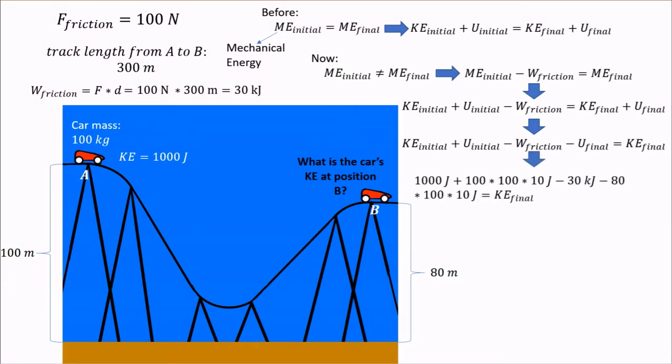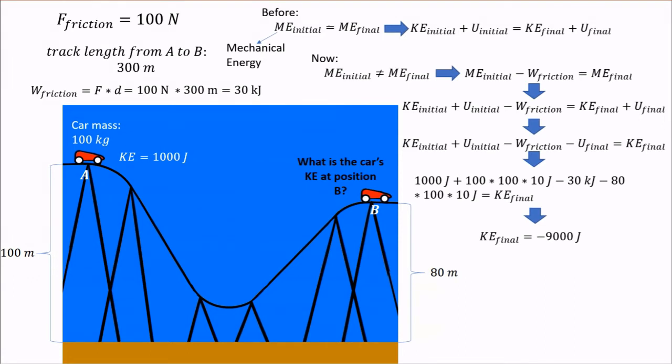Recall that potential energy of gravity is mass times gravity acceleration times height, and I will treat gravity acceleration as just 10 meters per second squared. After doing arithmetic, we get negative 9,000 joules. That's weird. What does it mean for a kinetic energy to be negative? Work can be negative because that represents the direction of an energy transfer, but kinetic energy? What on earth does this mean?